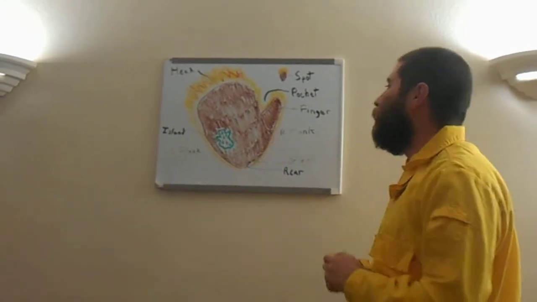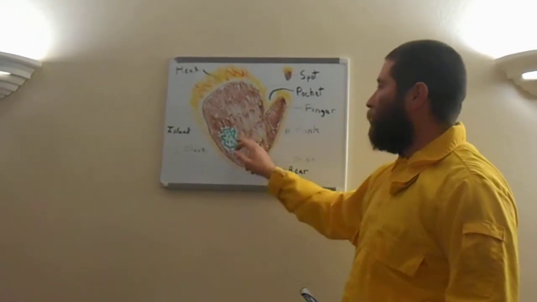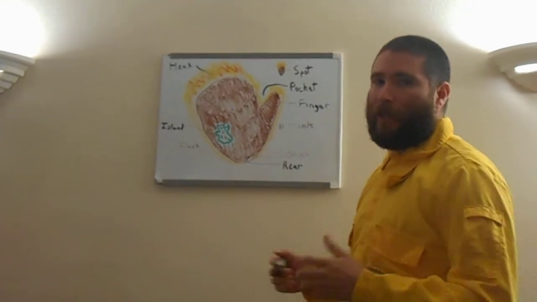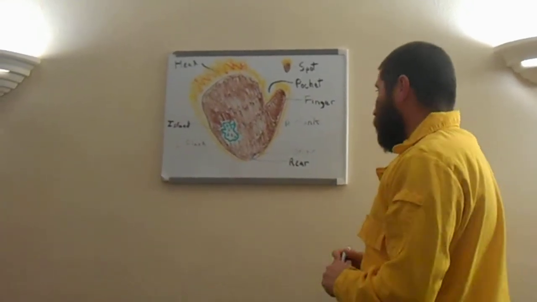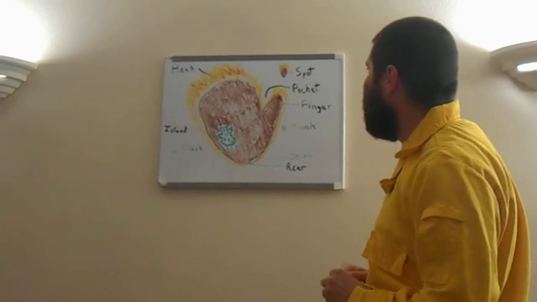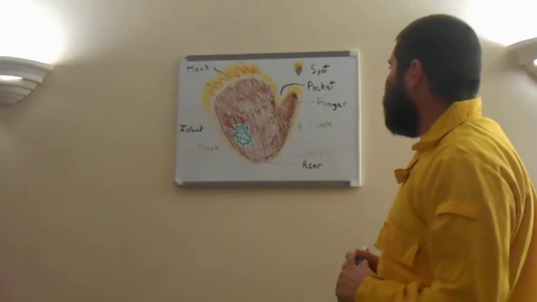All right. So we don't want to do that. So you got to be cautious of these islands. Just watch out for them. Like I said, they'll tell us a couple different things. All right. So these are all the main parts of the fire.